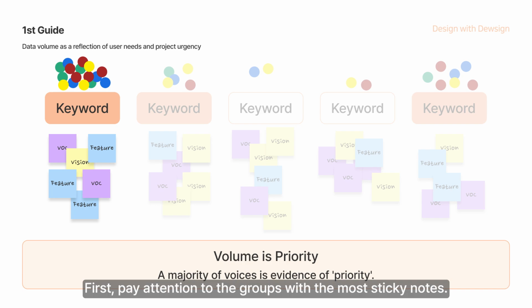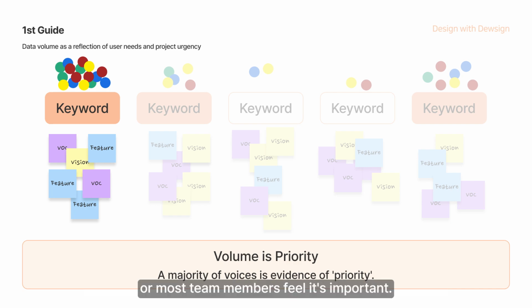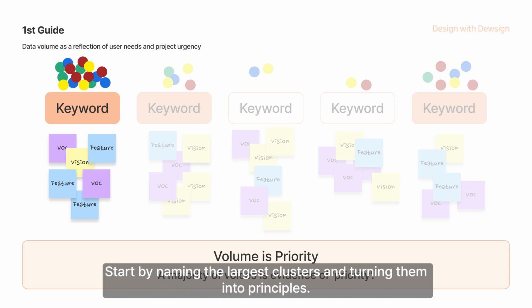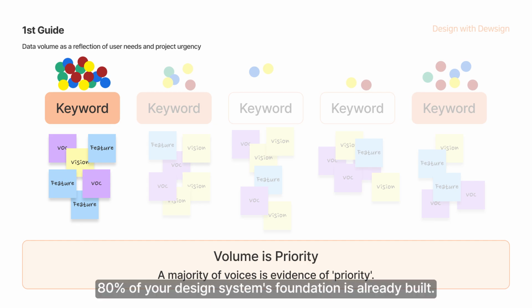First, pay attention to the groups with the most sticky notes. Lots of data means many users share the same experience, or most team members feel it's important. It shows a strong consensus. These groups become the priority principles our design system must solve first. Start by naming the largest clusters and turning them into principles. By doing just that, 80% of your design system's foundation is already built.